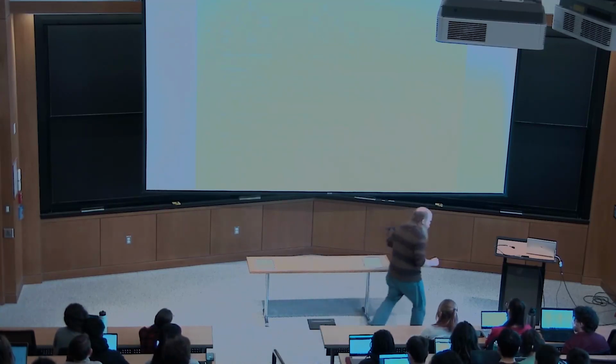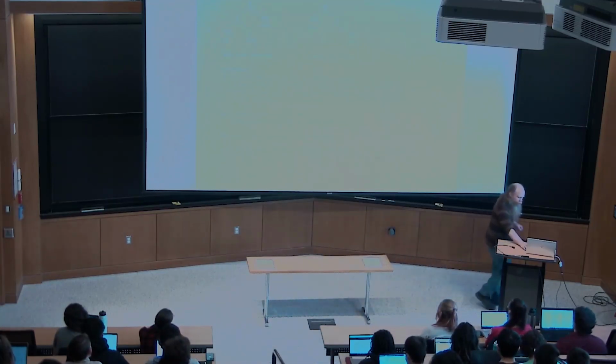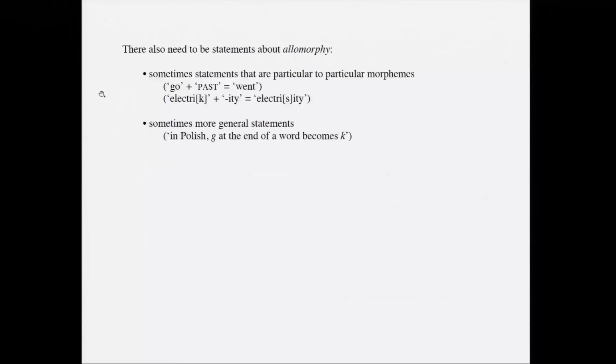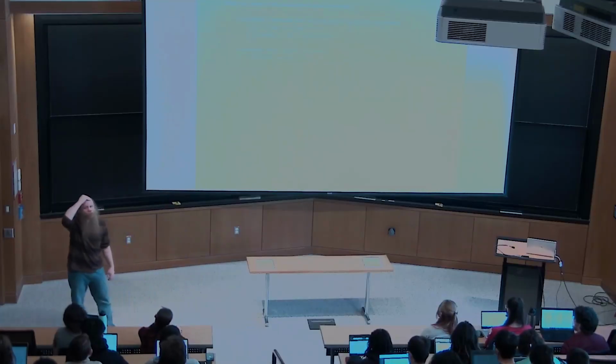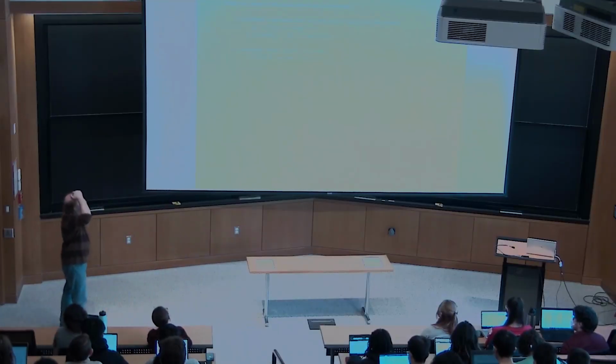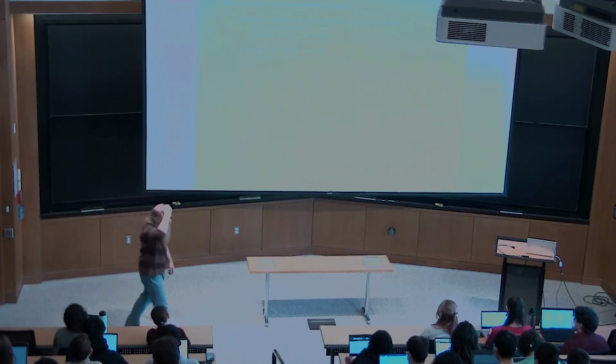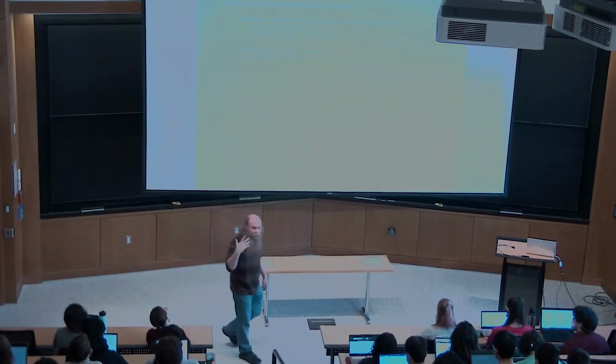All right, so that's what we were doing with unlockable. And then we also said, and we talked about this a little bit, there need to be some statements about what's called allomorphy. So sometimes you don't just peacefully put morphemes next to each other. They change as a result of being next to another morpheme. The result is what's called allomorphy, so a morpheme can have allomorphs, different forms that it has depending on its environment.